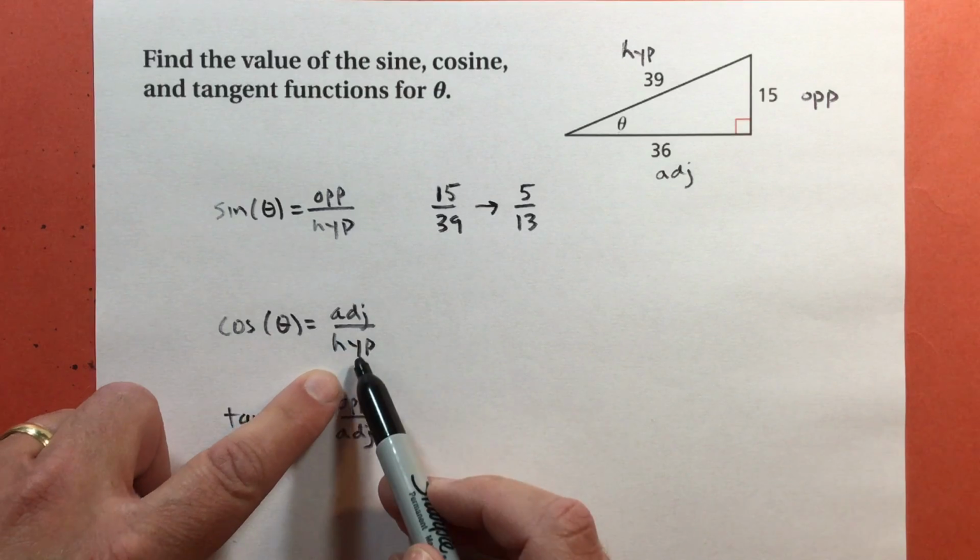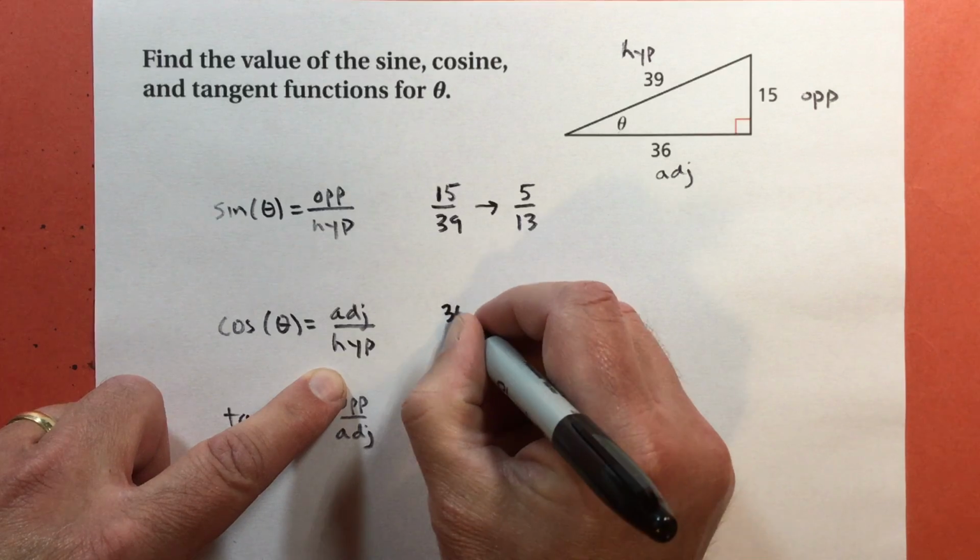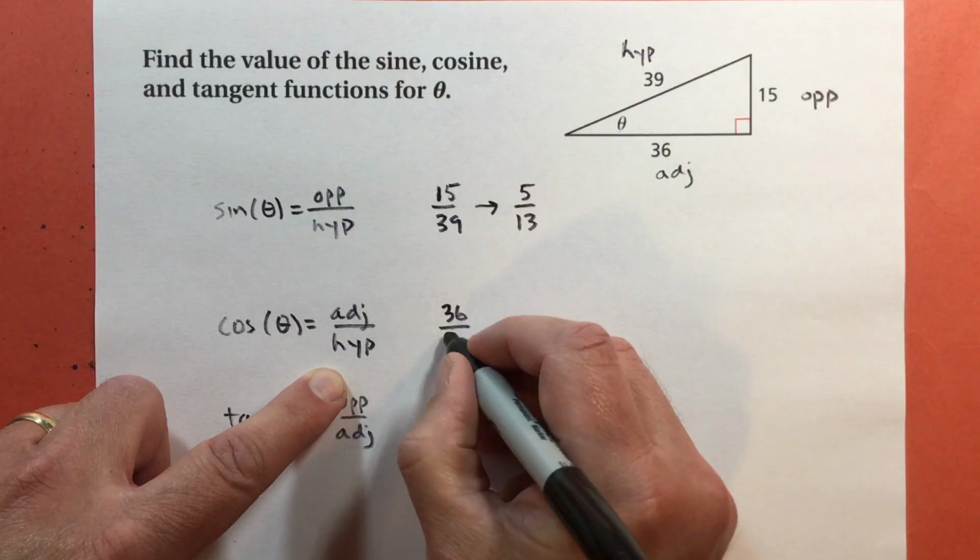Let's try adjacent over hypotenuse for the cosine. The adjacent side is 36, and the hypotenuse still is 39.